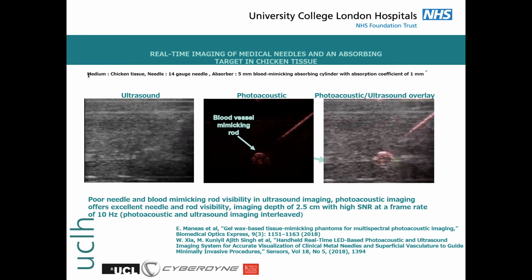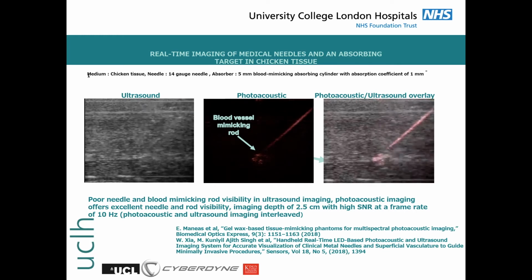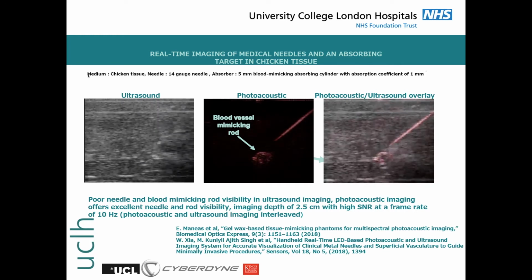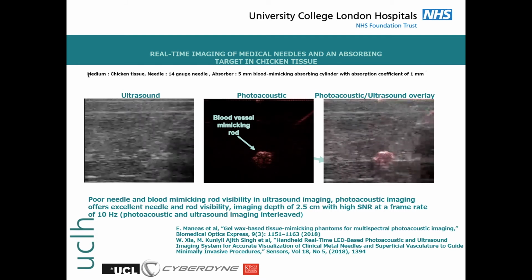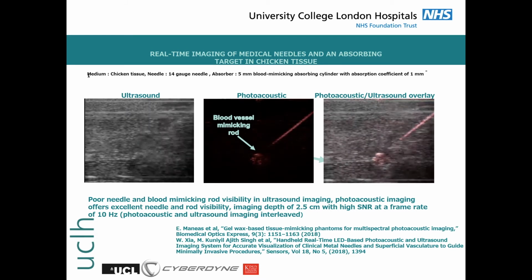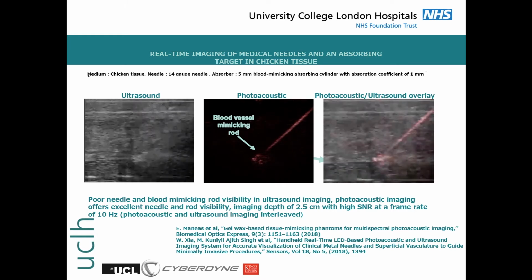In the next experiment, a phantom was constructed to represent a typical vascular target, using a cylinder with blood mimicking properties embedded in a chicken breast. A 14-gauge needle was inserted into the phantom in plane towards the target structure. Here we found that the vascular target was readily resolved at a clinically useful frame rate in conjunction with the medical device, neither of which are easily seen on the ultrasound image alone.